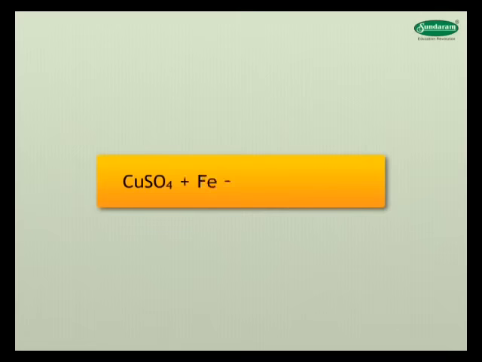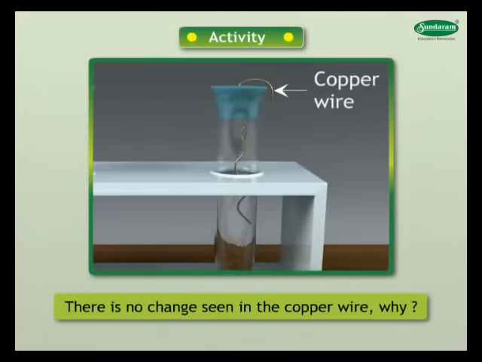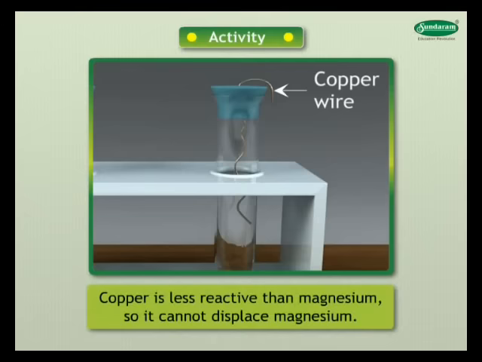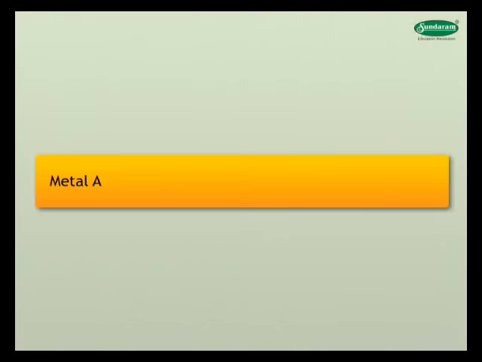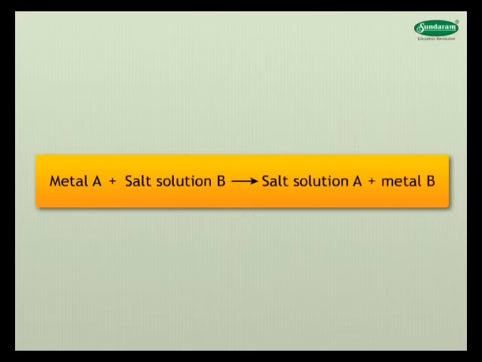CuSO4 plus Fe gives FeSO4 plus Cu. There is no change seen in the copper wire. Why? Copper is less reactive than magnesium, so it cannot displace magnesium. A more reactive metal can displace a less active metal from its compound in a solution. Metal A plus salt solution B gives salt solution A plus metal B.